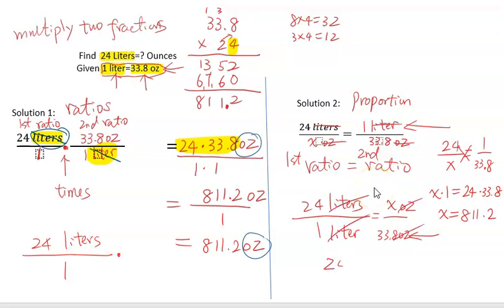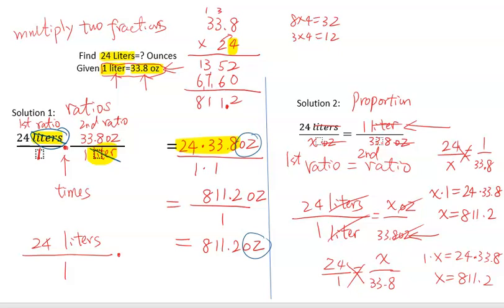So you still end up with a similar equation, proportion. So again, a ratio equals another ratio. So we can cross multiply. So 1 times x equals 24 times 33.8. So cross products are equal to each other. So we still get 1 times x is x, 24 times 33.8 is still 811.2. So either way, you can get the same answer.